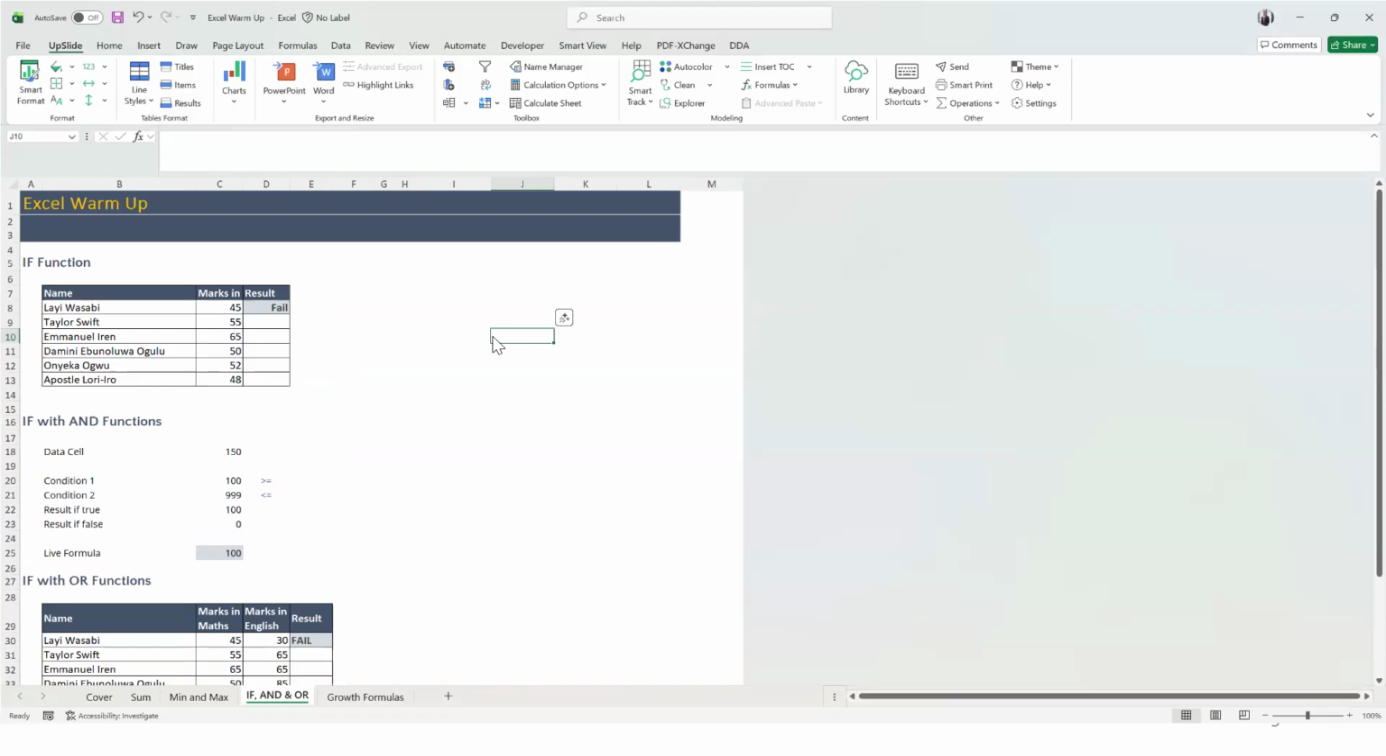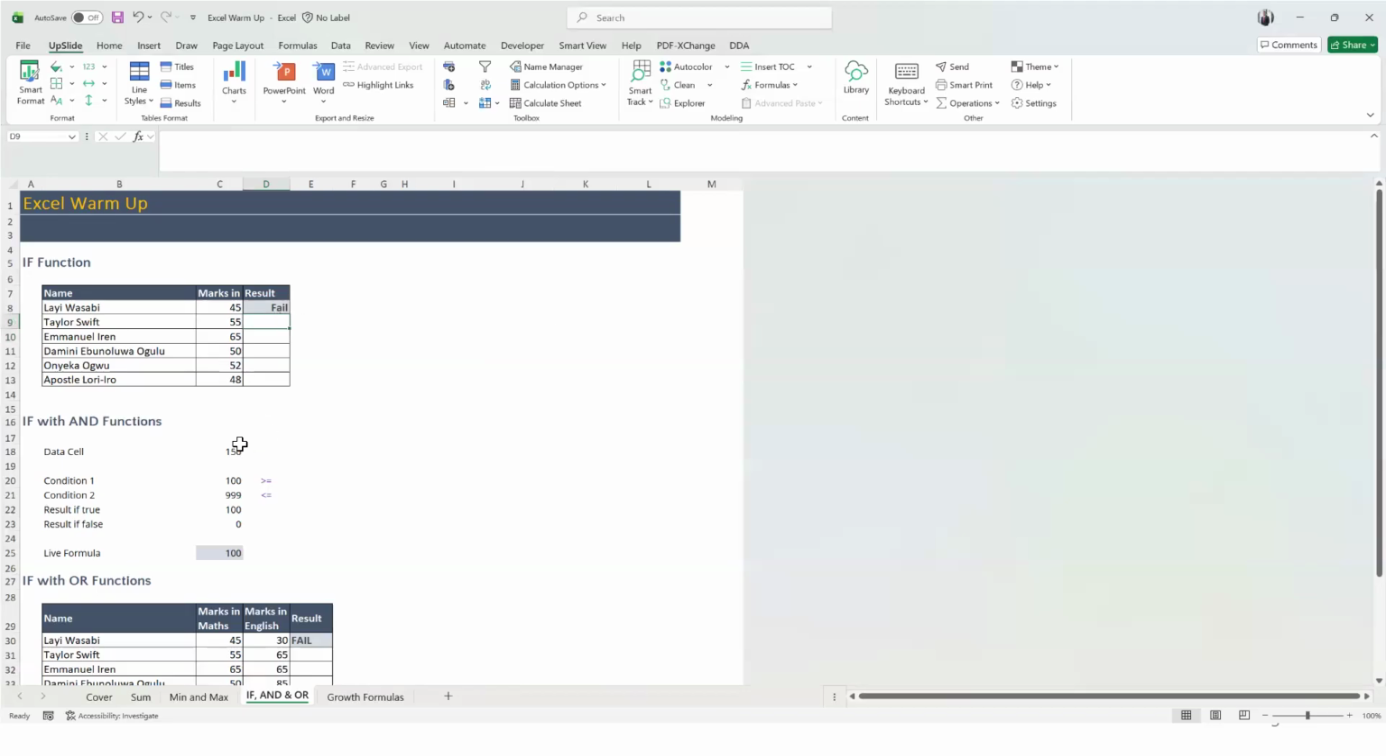Excel thinks in this or that. If it's this, give me this. If it's not this, give me this. That's how it is. So generally speaking, is that black or is it white? Is that male or is it female? That's how Excel thinks.